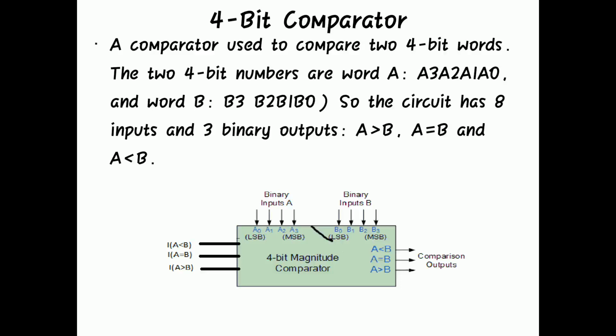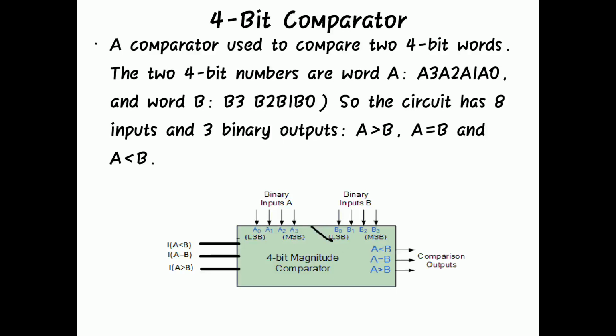Here are some of the inputs. As you can see at the right side, I of A is less than B, I of A is equal to B, I of A is greater than B. These inputs are called cascading inputs, which means that, for example, if I want to go with an 8-bit comparator, we don't have any 8-bit comparator block diagram or any ICs built for 8-bit comparator. What we need to do? We need to connect 2 4-bit comparators.